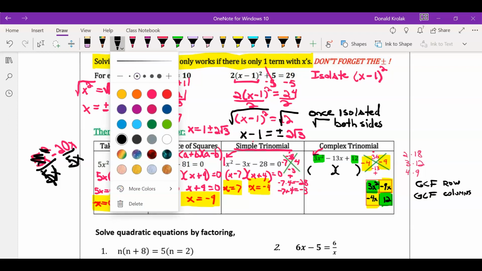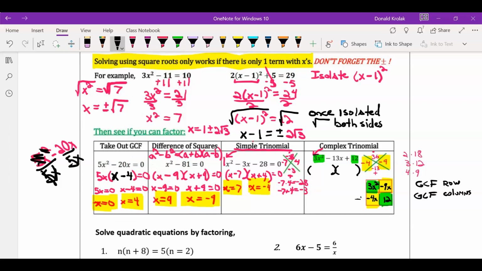GCF between these two is negative 4. GCF between these two would be positive 3x. So that's my first root. And I do my columns, and that's my second root.